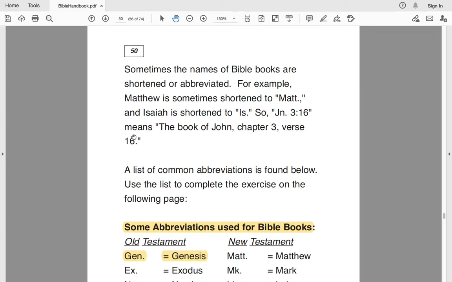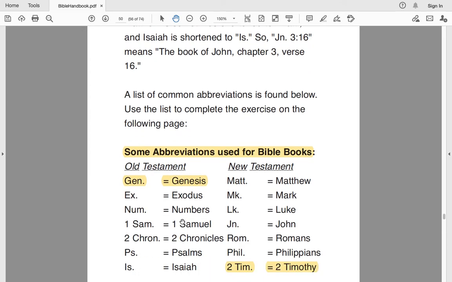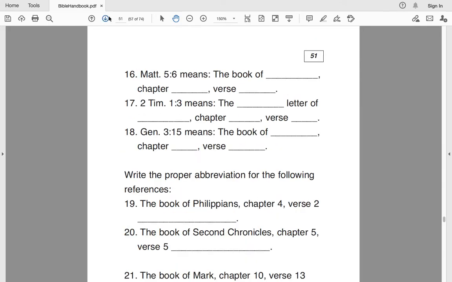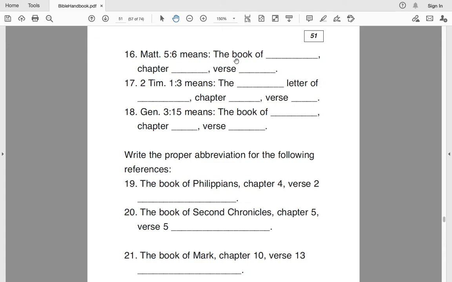On the bottom of page number 50, I notice some abbreviations that are used for the Bible. Capital GEN period stands for Genesis, 2 Tim period stands for 2 Timothy, and there are some questions on the next pages concerning chapter and verse. Matthew chapter 5 verse 6, the book of Matthew chapter 5 verse 6. And then the other way around, write the proper abbreviation for these references.